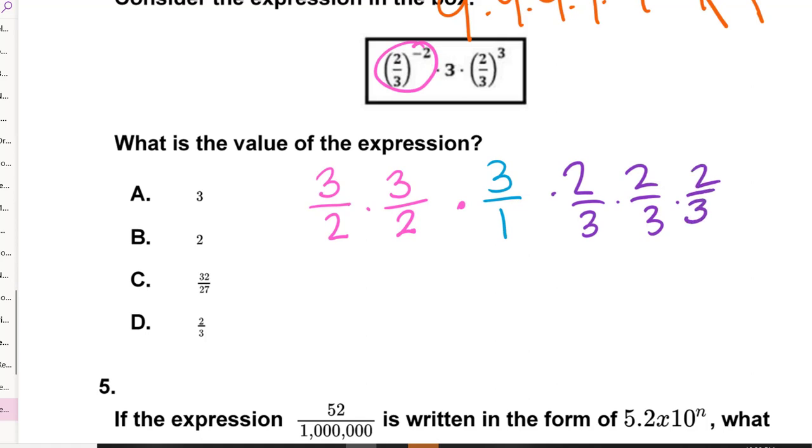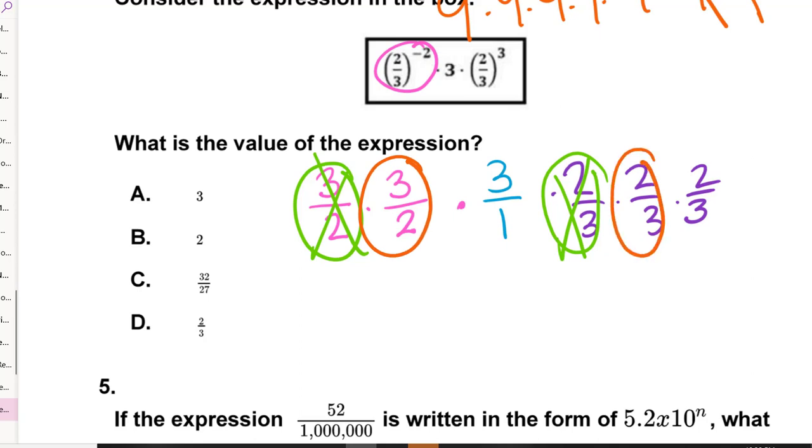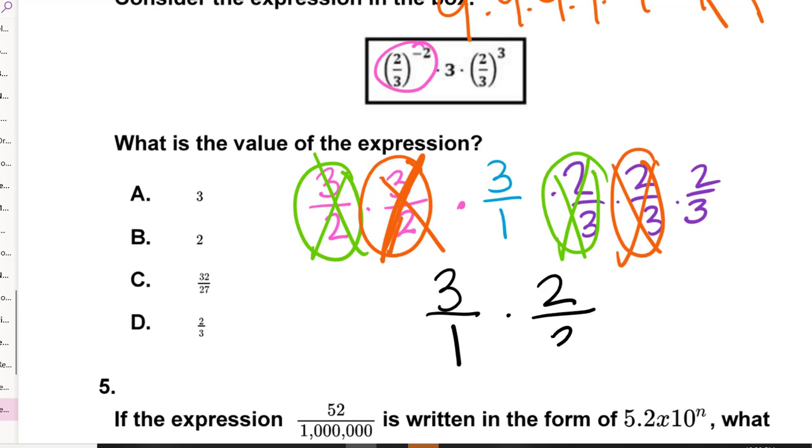Now something that I notice here is that if I multiply 3/2 by 2/3, that will make 1. And if I multiply another 3/2 times 2/3, that makes 1. So I'm going to simplify this down here. We get 3 divided by 1, or 3 wholes, times 2/3. If you want to multiply top times top, bottom times bottom, you got 6 divided by 3, which is 2.